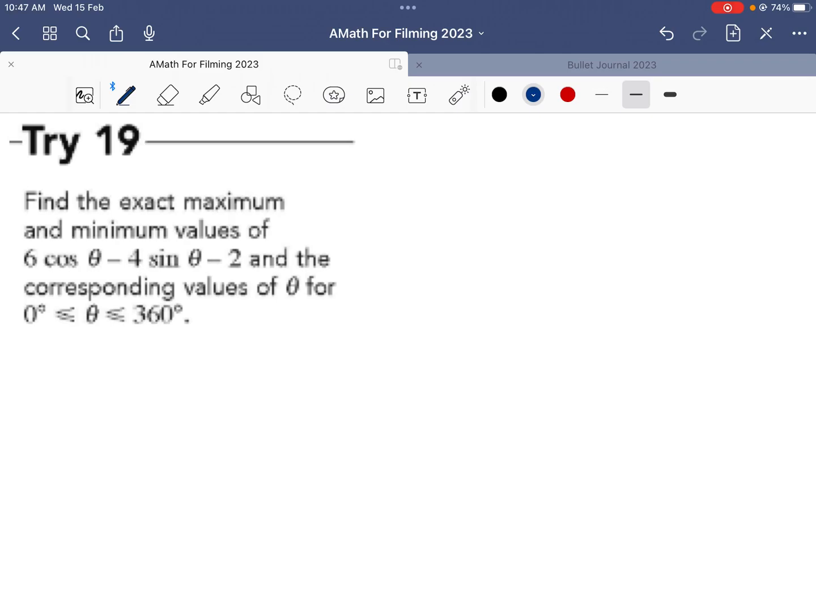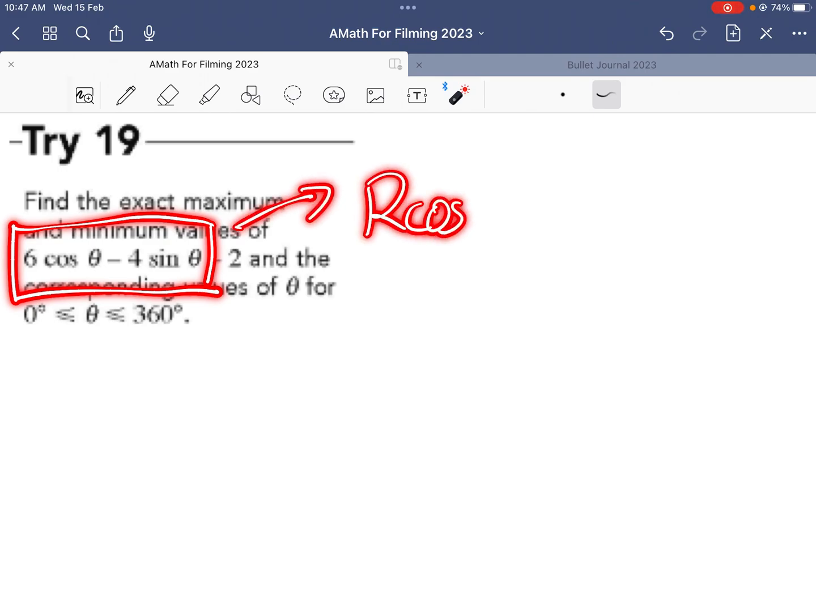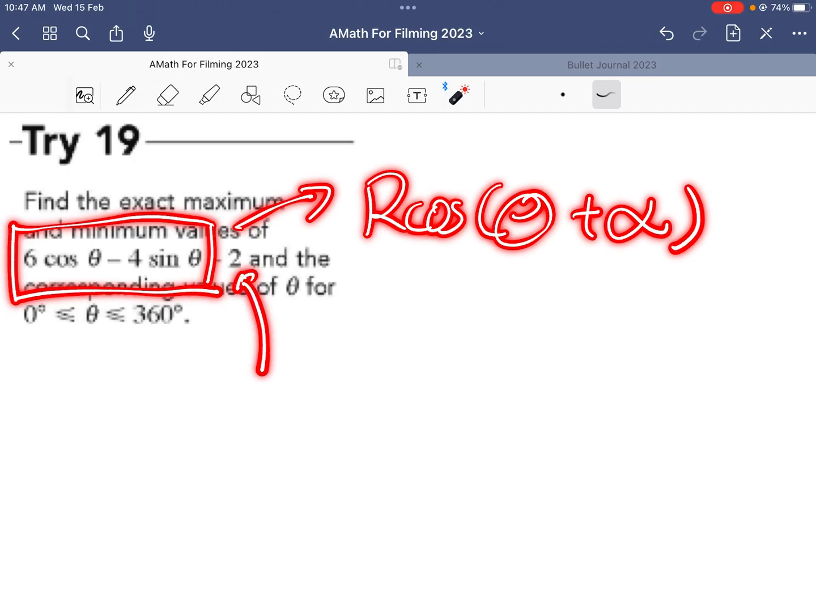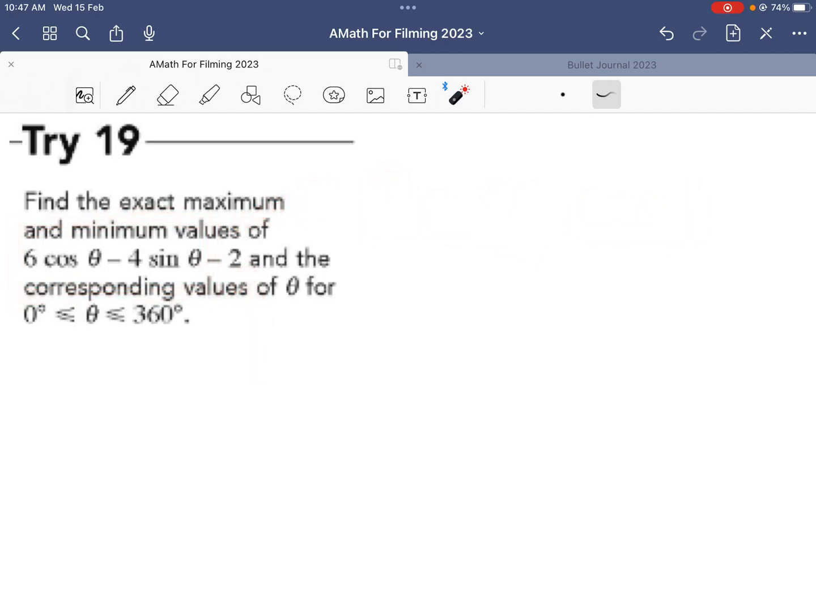Okay, do attempt try 19. Find the exact maximum and minimum values and the corresponding values of theta when theta is between 0 and 360. The difference now is there is a negative 2 here. So my hint to you before you try 19 is to express 6 cosine theta minus 4 sine theta in the form of R cosine theta plus alpha. Once you've expressed that, you can work out the maximum and minimum values, and you'll see how it interacts with negative 2. Then you can get the exact minimum and maximum values.